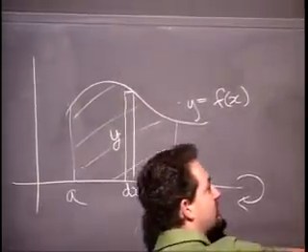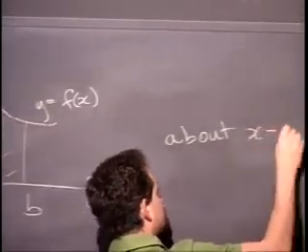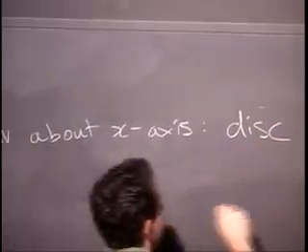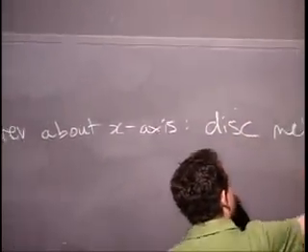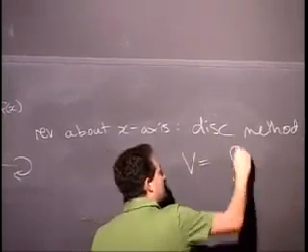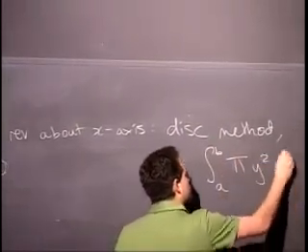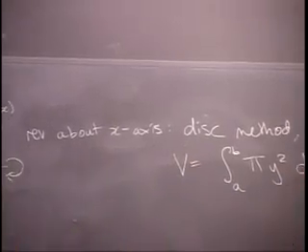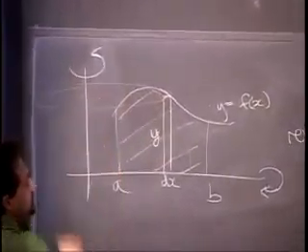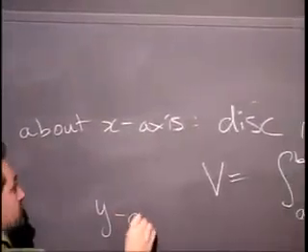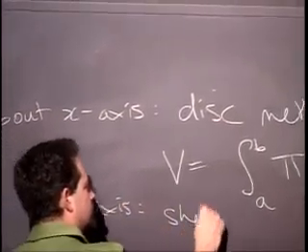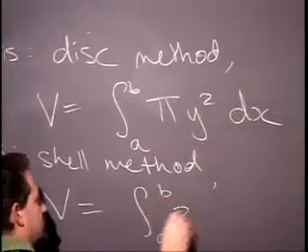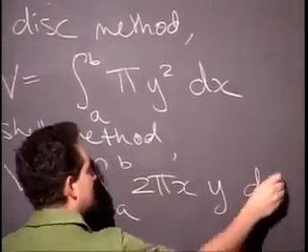So about the x-axis, disk method. Revolve about the x-axis, disk method, and the volume is the integral from a to b of pi y squared dx. But if you're going to revolve this around the y-axis, you get a shell. And the volume is now the integral from a to b of 2 pi x y dx.